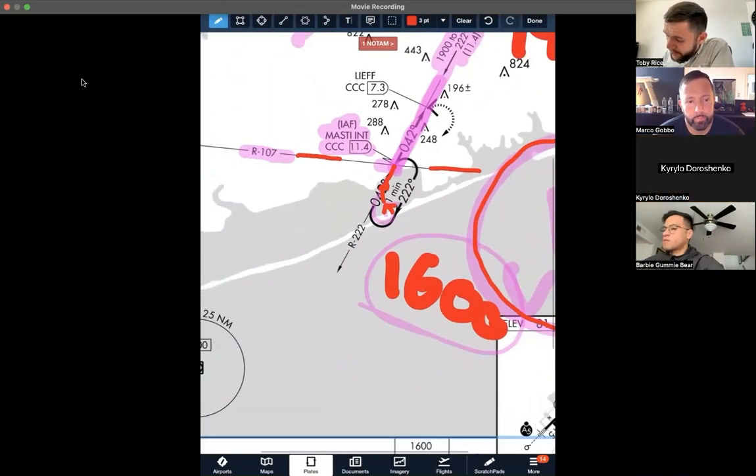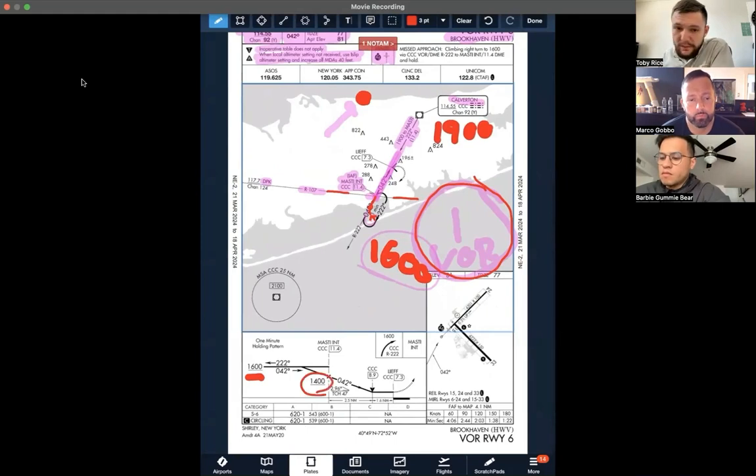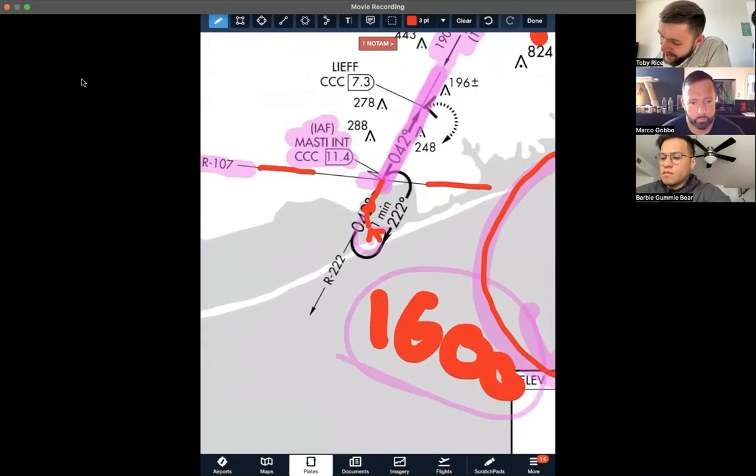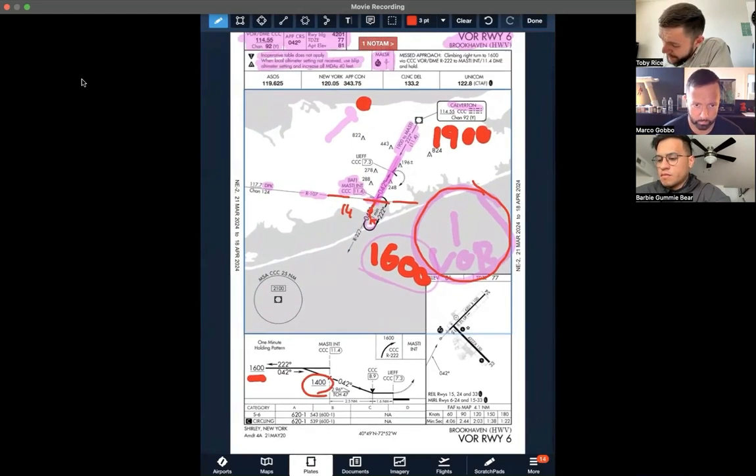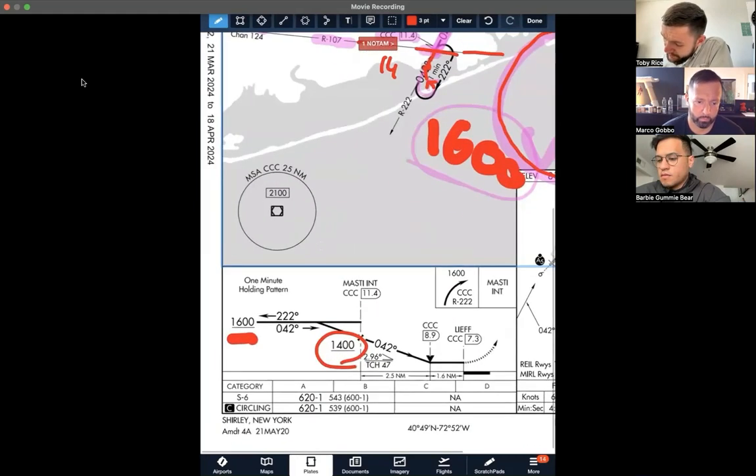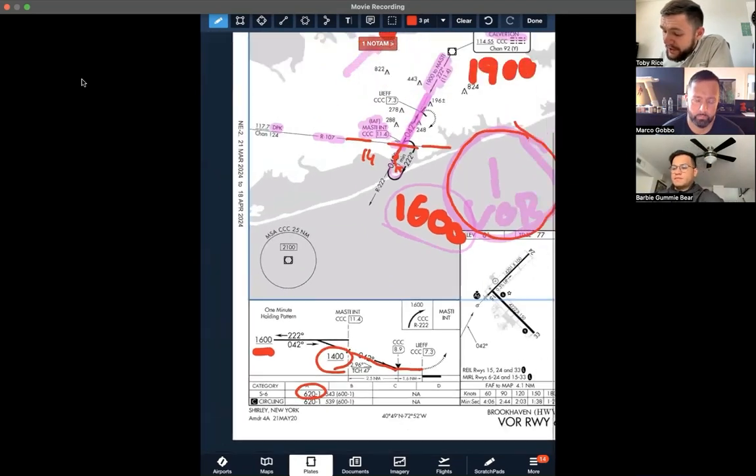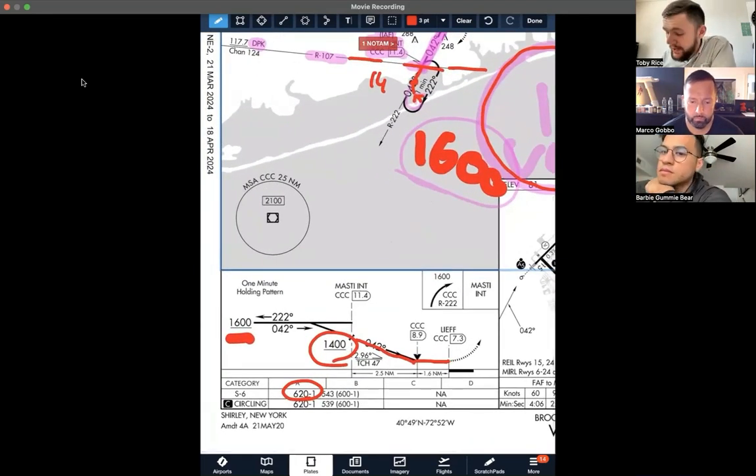I can descend to 1400. See? So I will descend to 1400, and when I cross Masty, then I can descend to my minimums, which in this case are 620. So I'll descend to 620, and I will level off at 620. Now, I don't have DME. I'm just using a VOR, so I can't use the VDP. So I'll just level off at 620, and I'm going to wait.